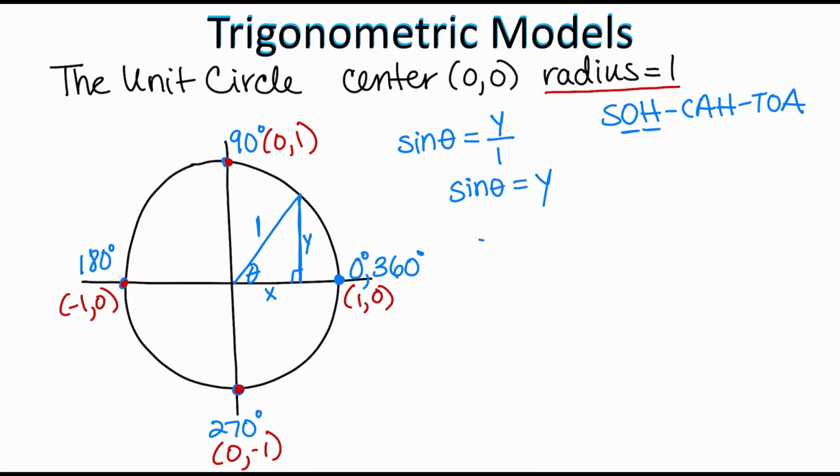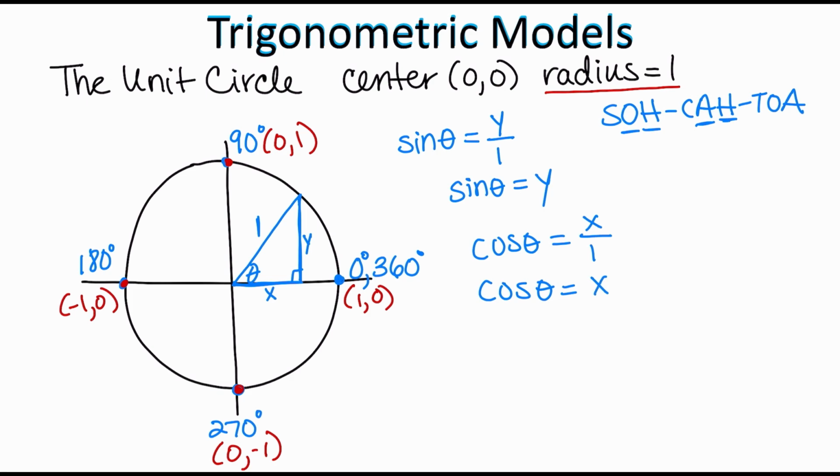The cosine of theta, if you remember from SOHCAHTOA, is adjacent over hypotenuse. So according to theta, the adjacent side is going to be x. Because this is a unit circle, we know the radius is 1, so the hypotenuse is 1. This means that the cosine of theta is equal to x.